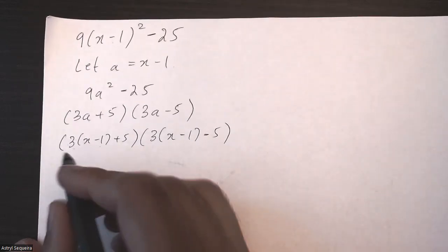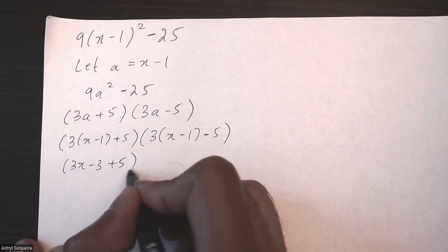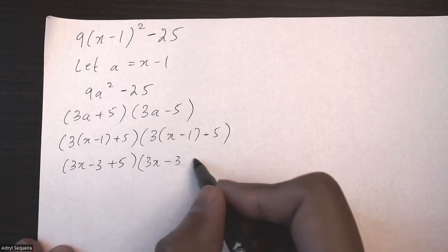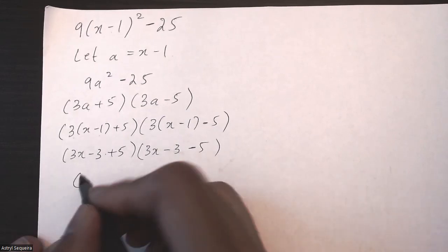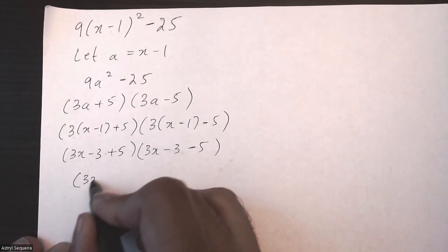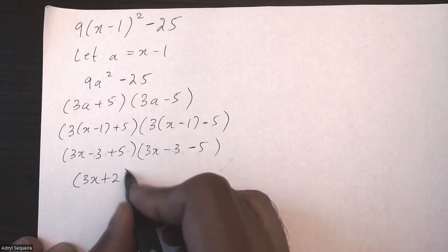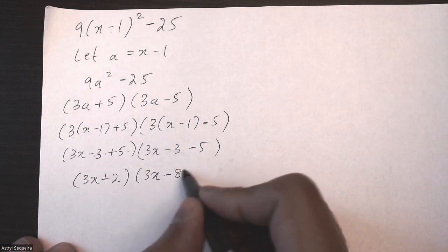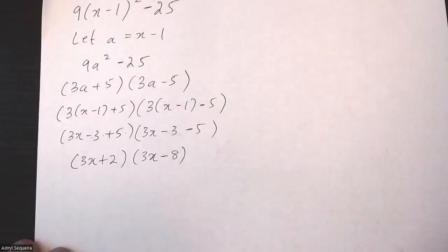And now I'll expand this 3 into the bracket. So 3x minus 3 plus 5, 3x minus 3 minus 5. And then I'll combine like terms because it's possible in these two brackets. So 3x, negative 3 plus 5 is plus 2. And here it's 3x minus 8. And now that's my final solution.